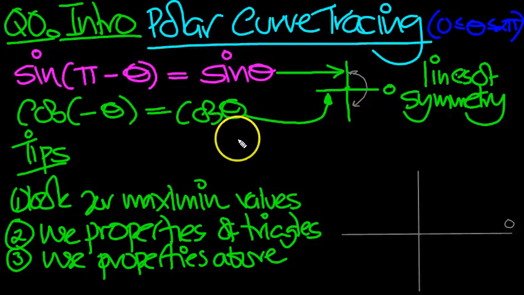If we've got something involving cosines, then the line of symmetry is this line here. So we need only look at 0 to pi, and then we can draw the same shape the other side. So that's the first observation to make.